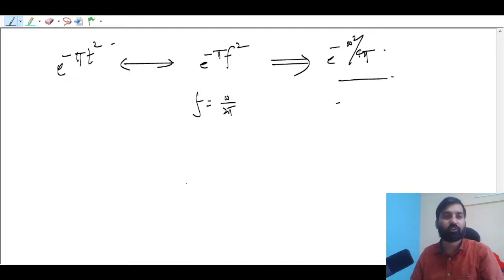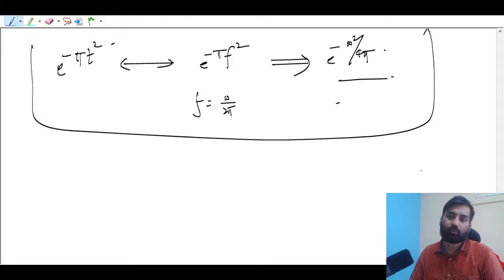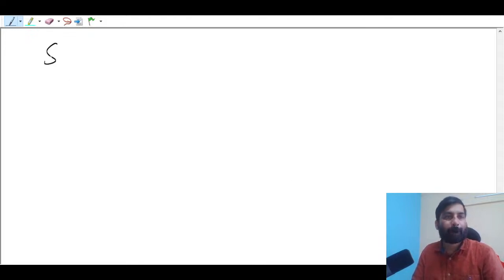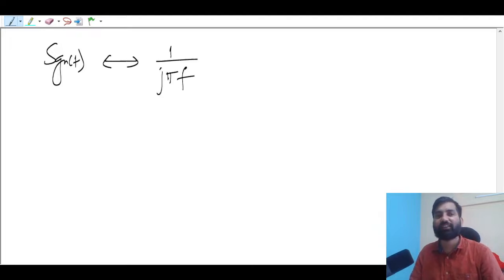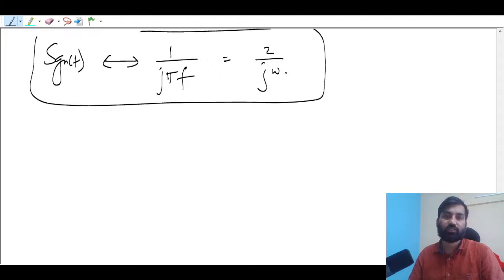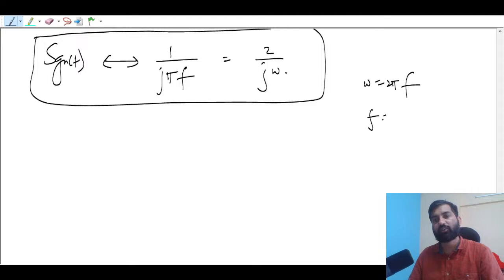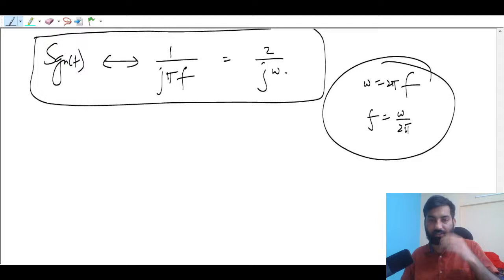Now let us talk about signum of t. Signum of t has a Fourier transform 1 by j pi f. If you want to convert into omega form, it is nothing but 2 by j omega. Both are the same, provided omega equals 2 pi f or f equals omega by 2 pi. You should be able to substitute this and find out.